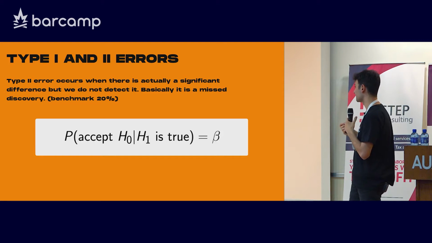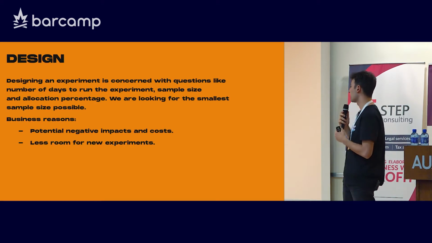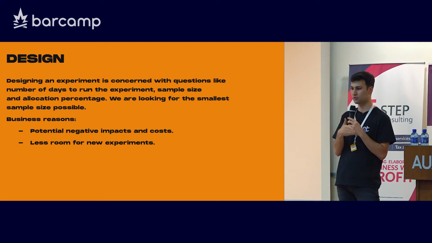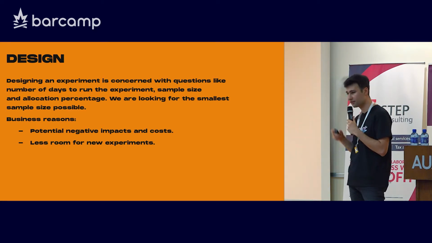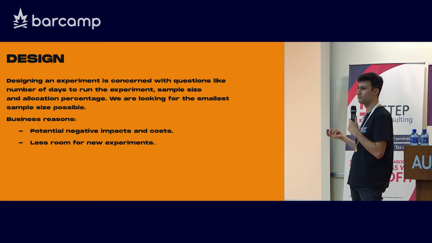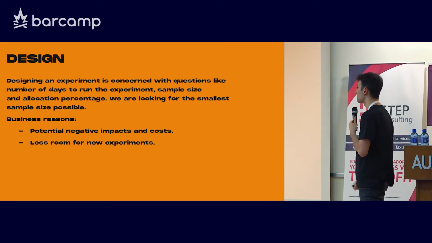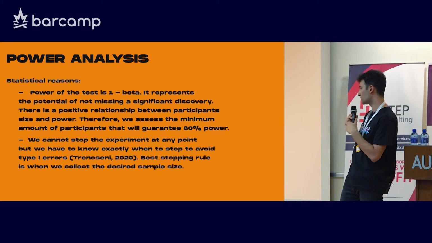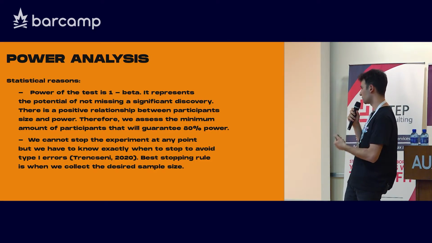And the design of an experiment is concerned with questions like number of days to run the experiment, sample size, and allocation percentage. We are usually looking for the smallest sample size possible, because if we can make an inference in a shorter time with fewer people, it will save us a lot more time and costs. So we definitely prefer the smallest possible sample. And the way to make sure that the sample we have collected is enough for our inference is the power analysis. We know that power, which is basically 1 minus the type 2 error, is positively correlated with our sample size. So if we have a lot of participants, we are sure we have high power.